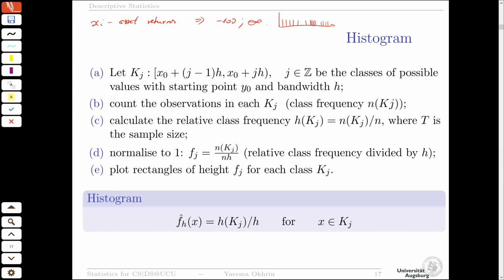Now, it seems to be simple, but there is a whole theory of how to build a nice histogram. You of course don't know what exactly happens in Python. If you apply the function density, you just get your histogram. But in fact, there is a lot of theory on how to determine this h, because h is really very important for the form of your histogram.